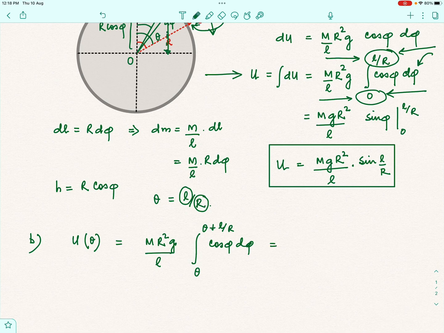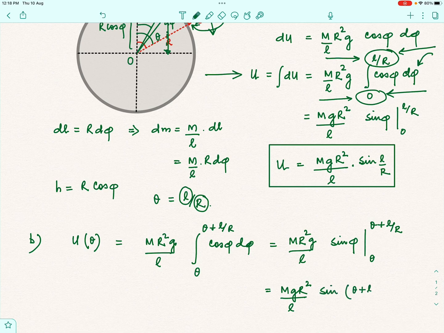And now, when we solve this, we will get m r squared g by L sin phi over here, and the limits of integration from theta to theta plus L by R. So, this will be nothing but m g r squared by L, sin of theta plus L by R minus sin theta, right? This is the potential energy of the chain when it has already slid through an angle theta. So, this is the final potential energy.